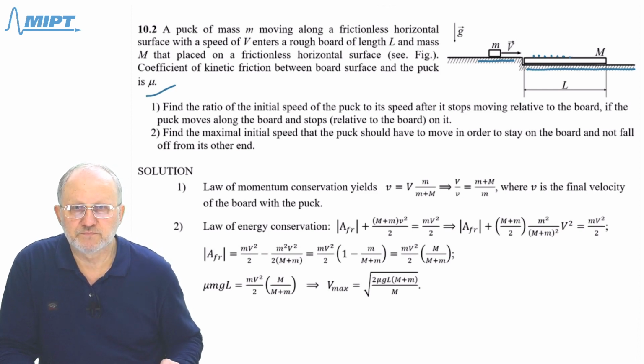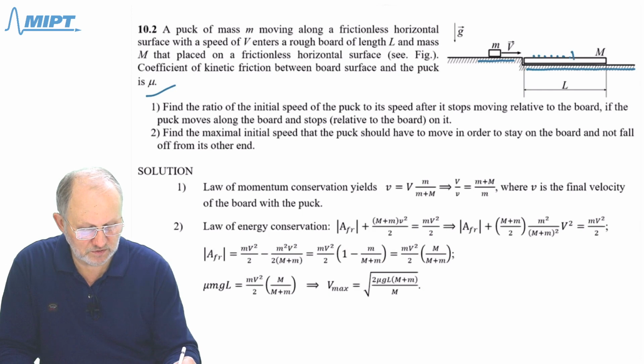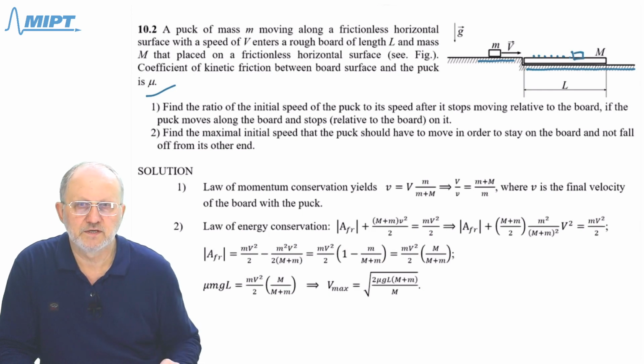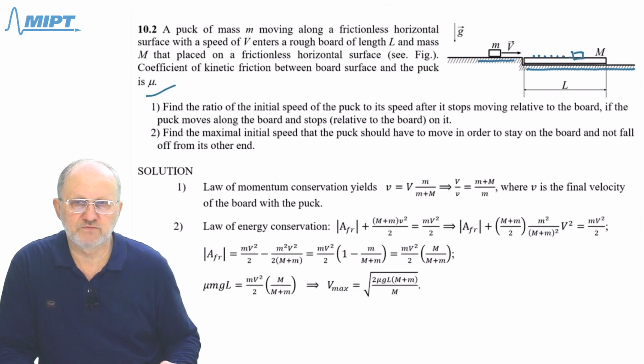The first question: find the ratio of the initial speed of the puck to its speed after it stops moving relative to the board. If the puck moves along the board and stops relative to the board on it. So the puck moves on the board and stops somewhere on it. And we have to find the ratio of initial and final velocities of the puck.